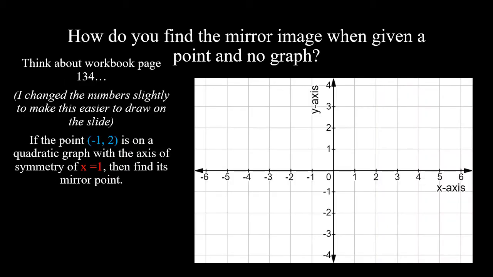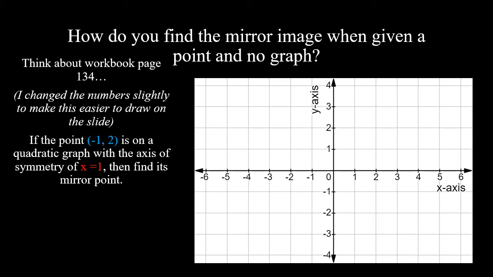Your second question was, how do you find the mirror image when given a point and no graph? This is a great question. This one really wants to see if you understand what an axis of symmetry is. Again, I pulled a question out of your workbook, but I changed the numbers because I wanted to be able to put it on this little graph here to make it really clear.